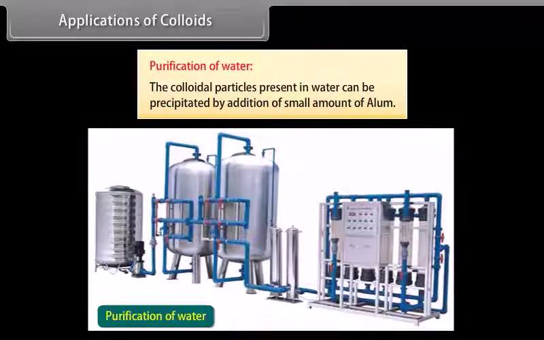Purification of water. The colloidal particles present in water can be precipitated by addition of small amount of alum. The Al+3 ions furnished by alum help in coagulation of impurities which are present in the colloidal form.